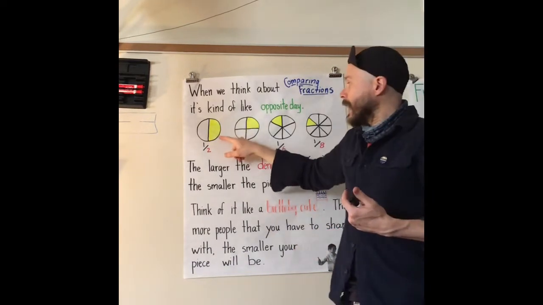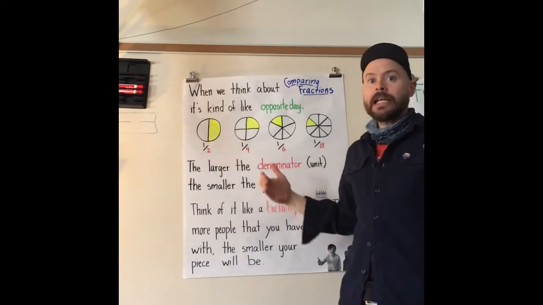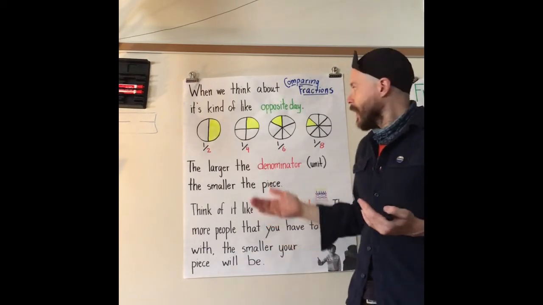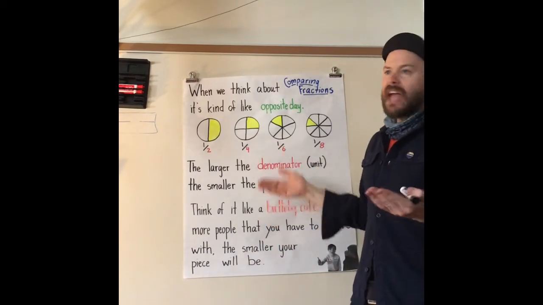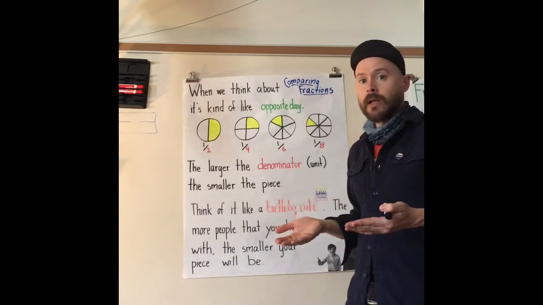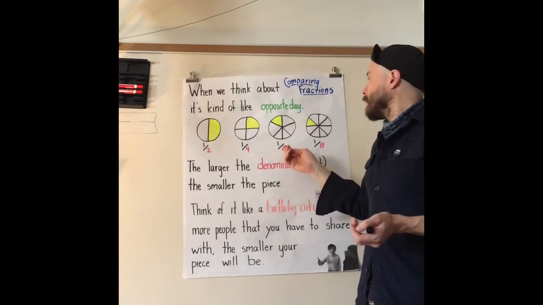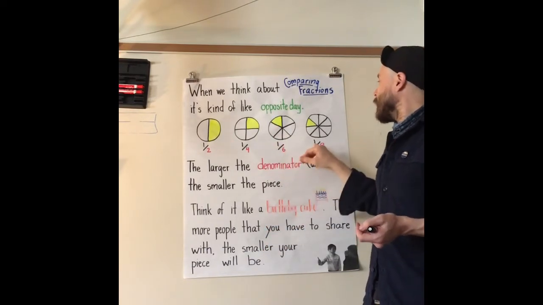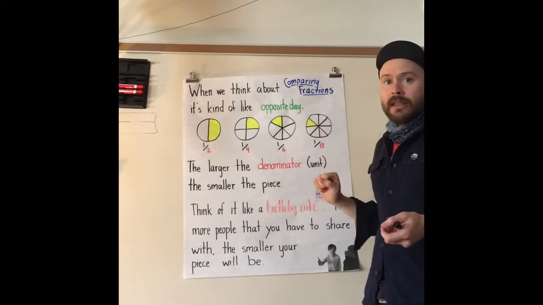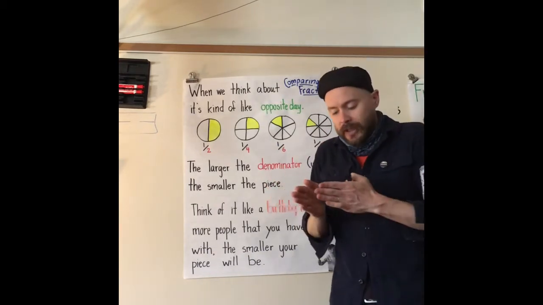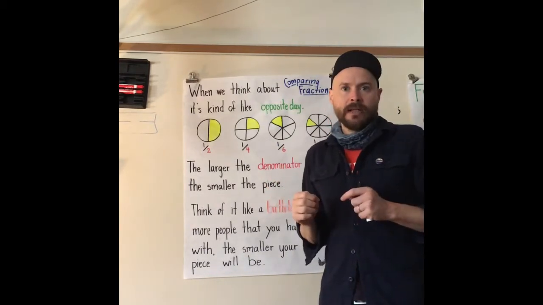So if you have a birthday cake and you have 2 people to share it with, you're going to get a huge piece of birthday cake, right? But if you have to share with 4 people, you'll get 1/4 of it, and that's a little bit smaller, that's still a lot of cake. If you have 6 people, you only get 1/6. If you have 8 people, you get 1/8. If you have 100 people, you're going to get a teeny tiny slice of birthday cake.